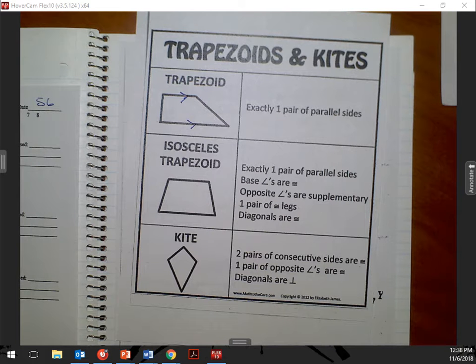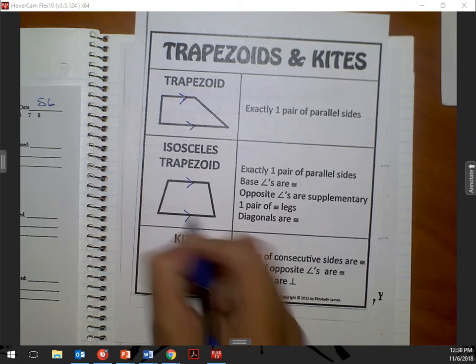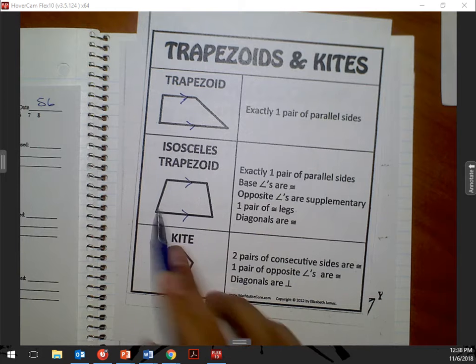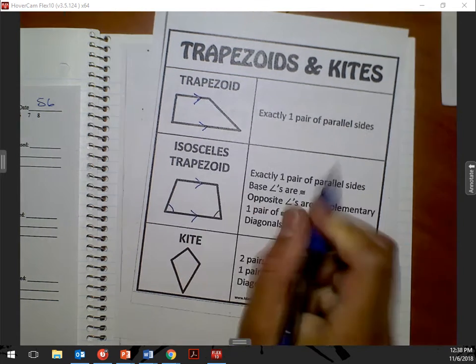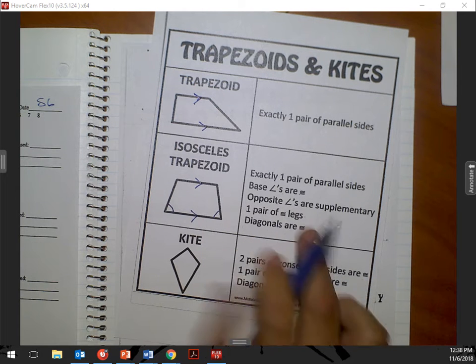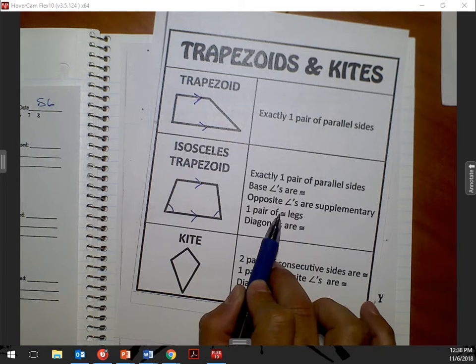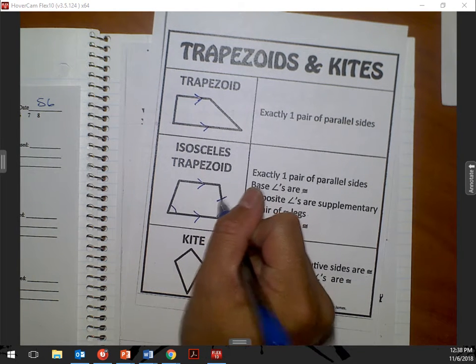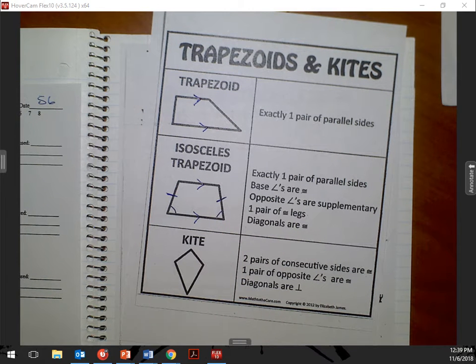Isosceles trapezoid. So one pair of parallel sides. That's good. So I'm going to do top and bottom. Base angles are congruent. That means these ones will be congruent. Opposite angles are supplementary, and I'm going to show you that here in a second. One pair of congruent legs. So that means that these right here, the legs will be congruent, and that's what makes it isosceles.